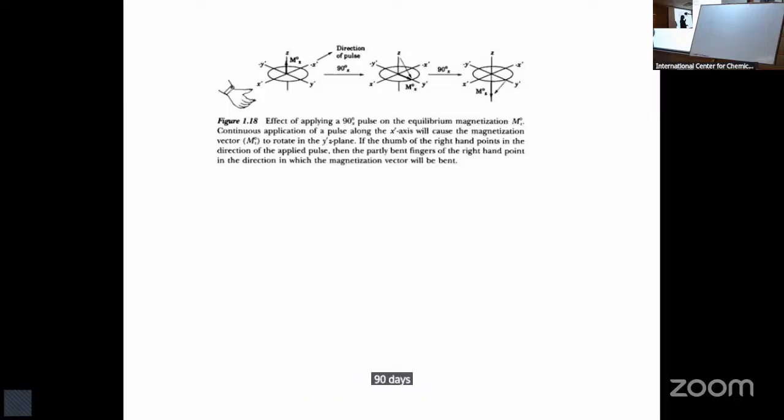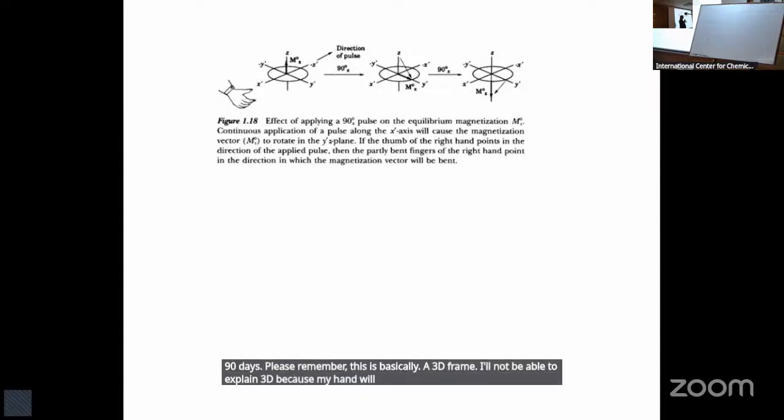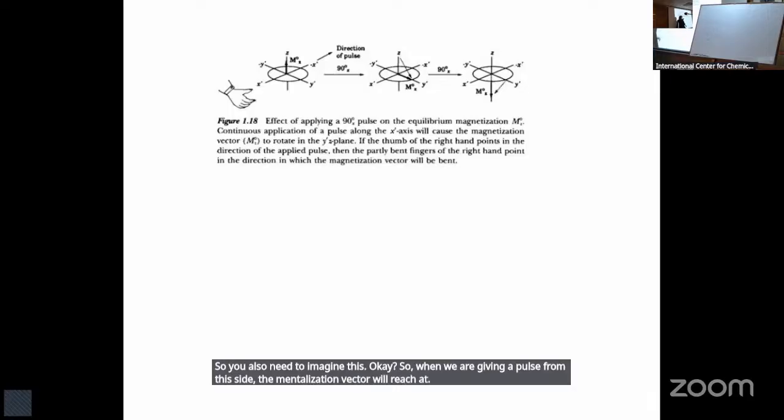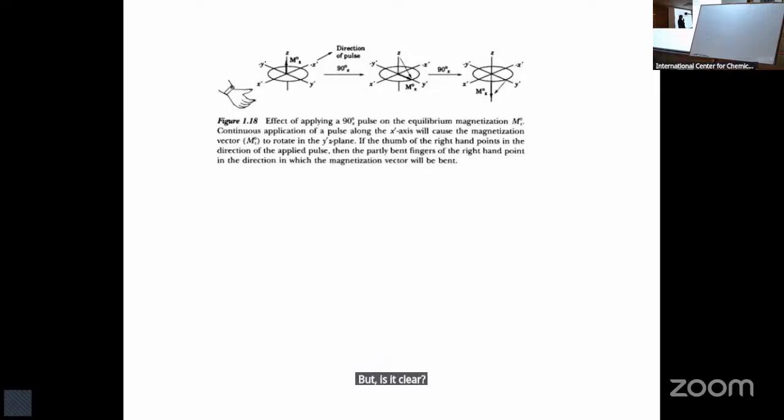Please remember this is basically a 3D frame. I will not be able to explain 3D because my hand will not rotate in 3D direction, so you also need to imagine this. So when we are giving a pulse from this side, the magnetization vector will reach Y. Is it clear? Anyone has an objection about why it is coming to Y? Why not this?